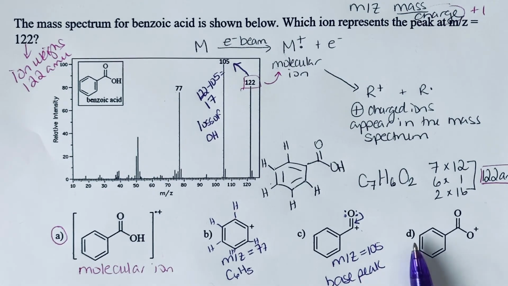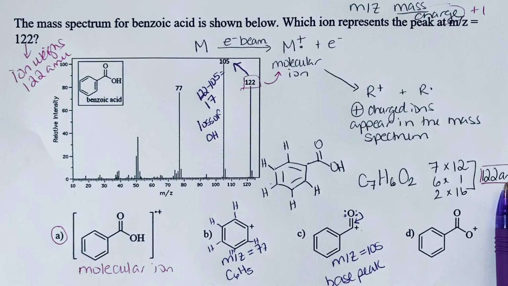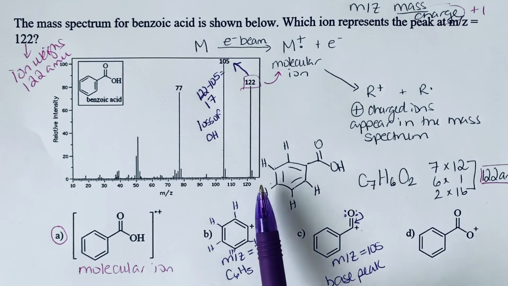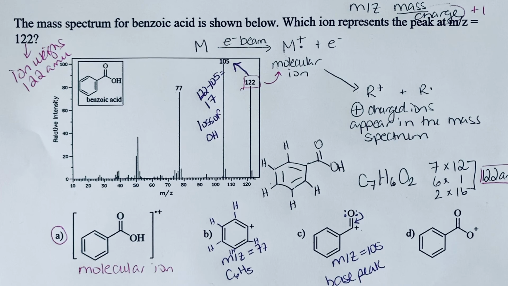This other fragment we have here, D, we would expect to see at 1 mass unit less, at 121. It isn't appearing in the spectrum, so that's not something that we're seeing a whole lot of.